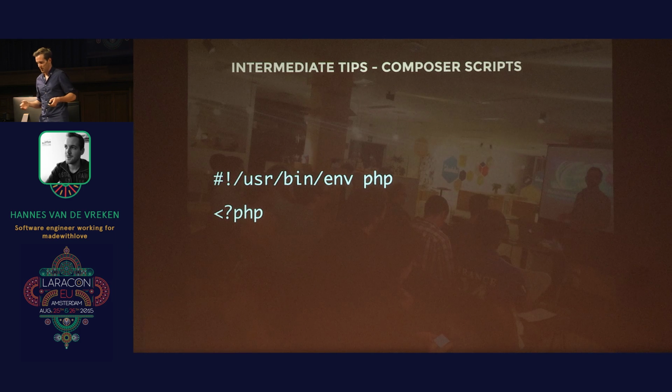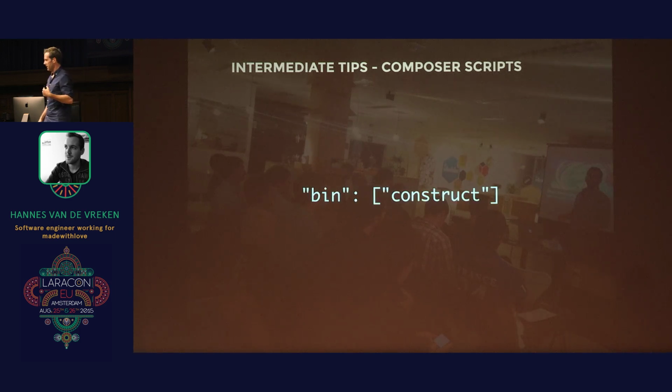Some scripts are like the Jonathan Torres CLI tool. It has a construct file that starts with a hashbang. That's what they call it, a hashbang, /usr/bin/env php, and then the opening PHP tag. If you want to expose this construct CLI file, then you should add it to your composer.json file with this bin object.